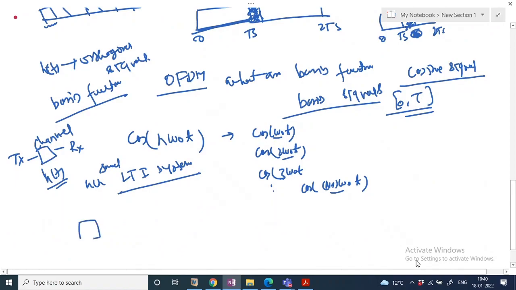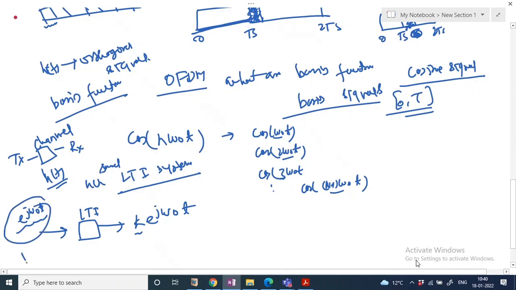What is the beauty of an LTI system or LTI channel? If this is LTI and we feed a sinusoid signal e to the power j omega naught t, the output is also e to the power j omega naught t, just a scaled version. These are called the eigenfunctions of the LTI channel or system. So sinusoidal signals are the eigenfunctions of the LTI channel. That's why we are using cosine as a basis function in the OFDM system.